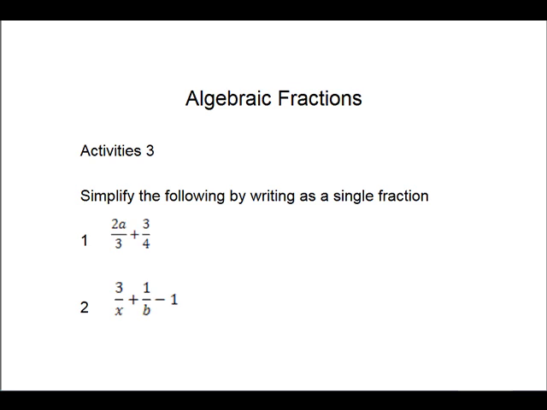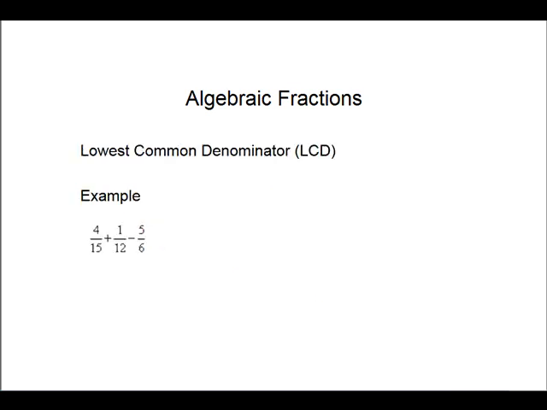Here's a few activities. Just a hint with the second one: you can write that as 1 over 1. So the common denominator would be x times 1, or x. Okay, lowest common denominator.